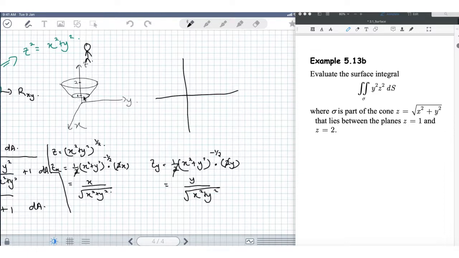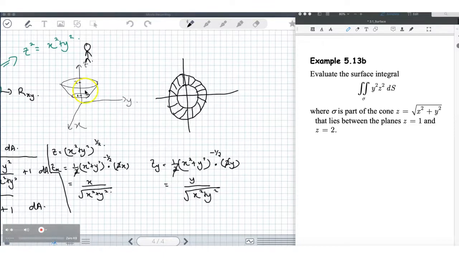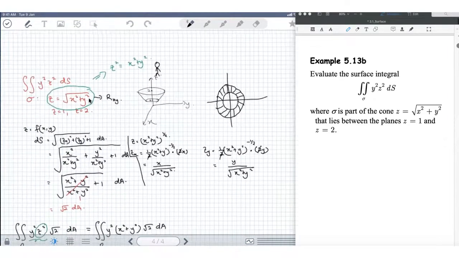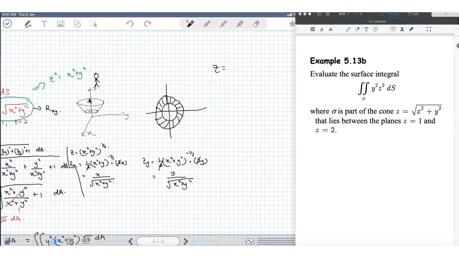there are two circles, right? The circle when z is equal to 1, and the second one when z is equal to 2. So your region is lying between these two circles. But what is the radius of these two circles? By looking at your function z equal to the square root of x squared plus y squared, when z is equal to 1, what is the shape that you have? Is it really a circle, or can it be an ellipse, or any other curve?